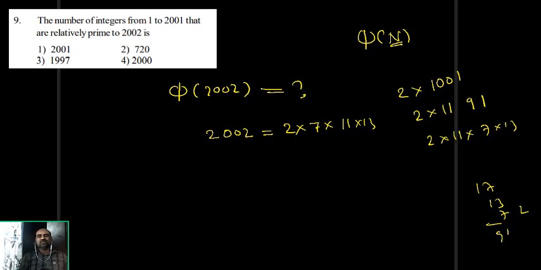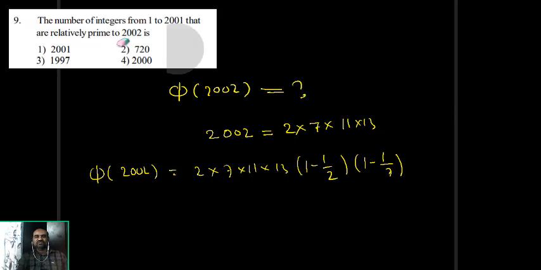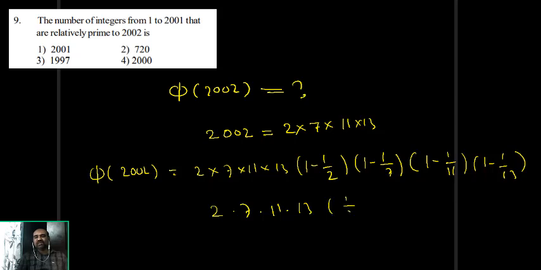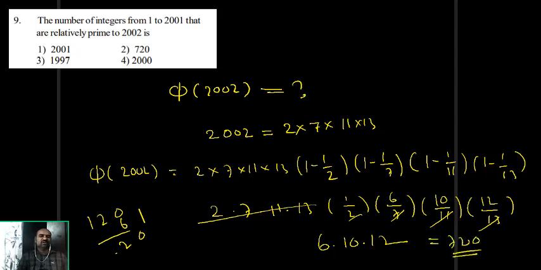Okay. Now I want to use Euler's totient function definition, that is equal to 2 into 7 into 11 into 13 into 1 minus 1 by 2, 1 minus 1 by 7, into 1 minus 1 by 11, into 1 minus 1 by 13. So I can say 2 into 7 into 11 into 13 into 1 by 2 into 6 by 7 into 10 by 11 into 12 by 13. 13, 11, these all get cancelled. 6 into 10 into 12, 6 into 12 is 72, so 720. I can say that there are 720 such numbers. Now I can go with option 2.